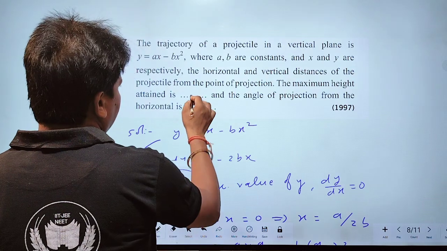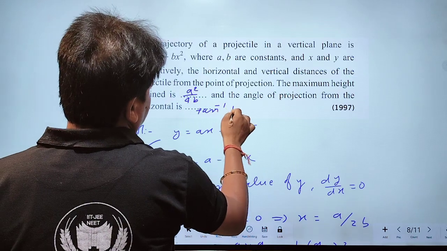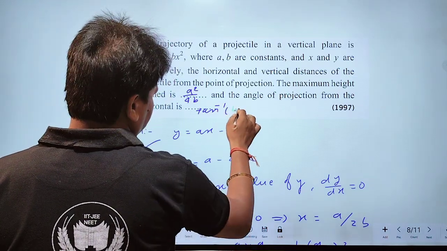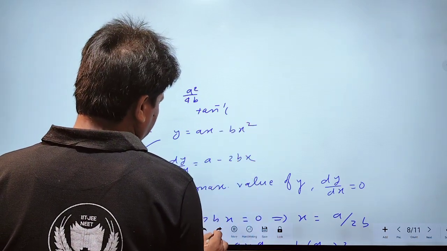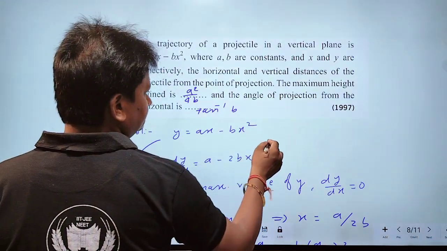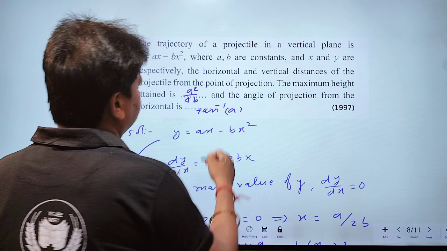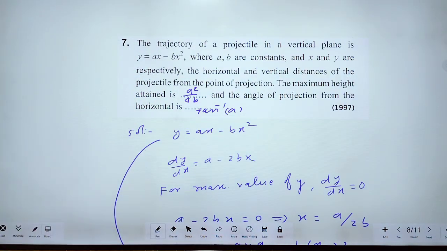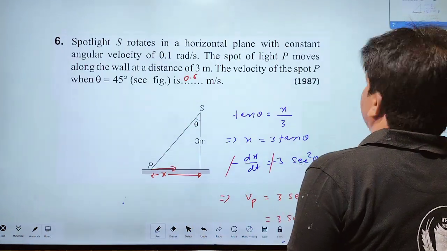Maximum height is a square by 4b and angle of projection is tan inverse a. Got it. Now I am going to discuss question number 8.